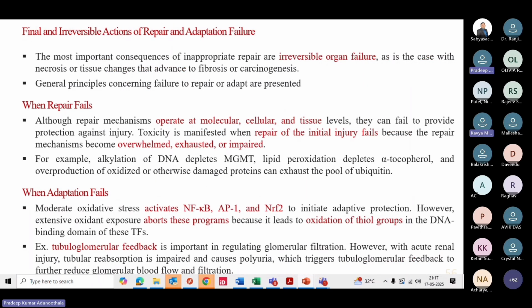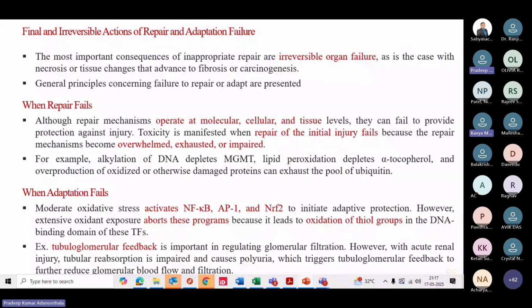So, final and irreversible actions of repair and adaptation. The most important consequences of inappropriate repair are irreversible organ failure, as in necrosis, or tissue changes that advance to fibrosis or carcinogenesis. So general principles concerning failure to repair or adapt are presented here. What happens if the repair fails? Although the repair mechanisms operate at molecular, cellular and tissue levels, they can also fail to provide protection against injury. In that case, toxicity is manifested when repair of the initial injury fails, because the repair mechanisms become overwhelmed, exhausted or impaired.